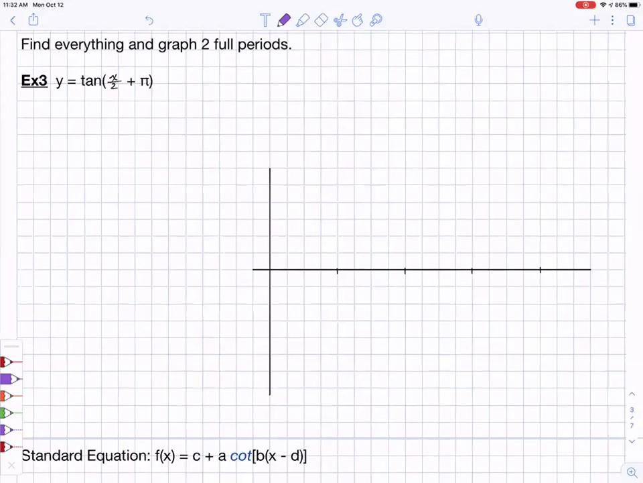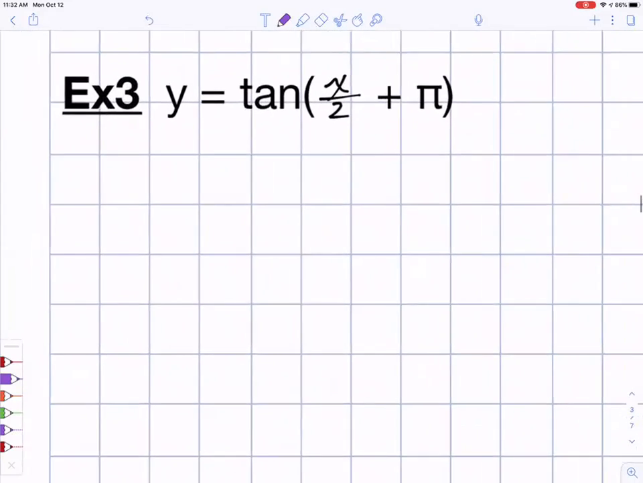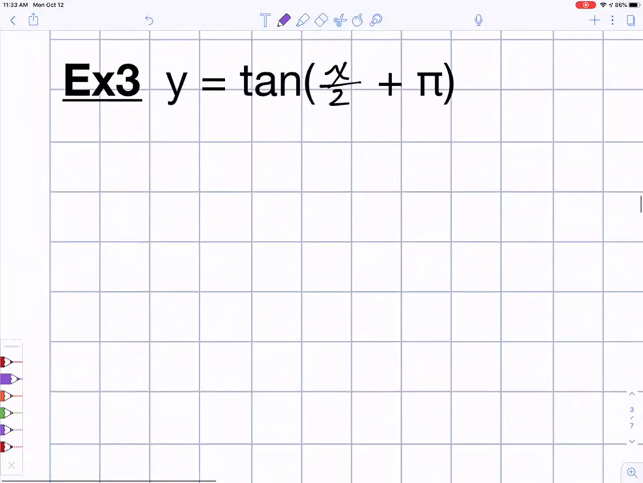We'll find everything, and we will graph 2 full periods. Okay, what's the amplitude here? Now, let me say something about the amplitude. When it comes to tangent and cotangent, it's harder to see the amplitude on the graph. I still want you to give it to me, but I'm not really going to ask you to graph it. So you still need to put it in your list so that I know you didn't forget about it, but don't worry about graphing it. Okay, how about the period?